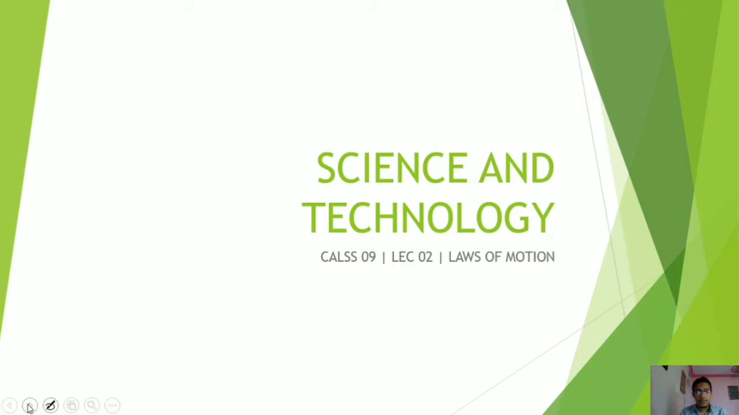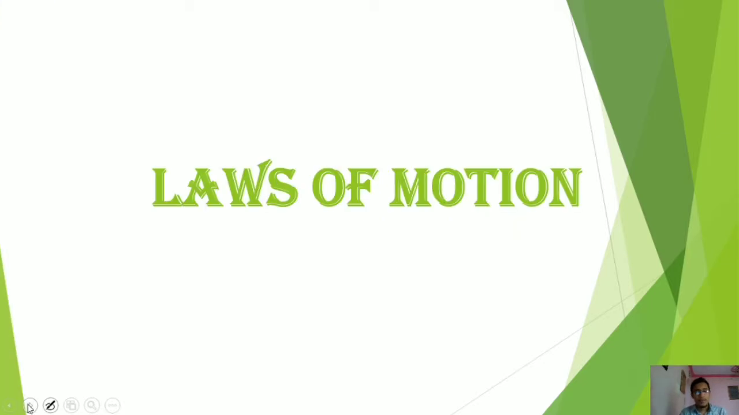In our first lecture we started chapter 1 of class 9 science, laws of motion. In that chapter we saw what is meant by motion. We discussed some basic terms like distance and displacement. Also we saw velocity and speed. The basic difference between speed and velocity was cleared through this concept.